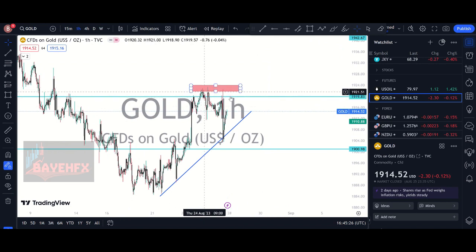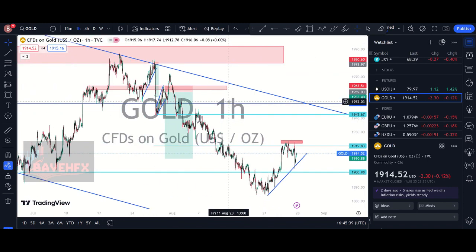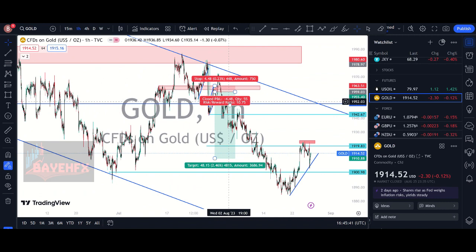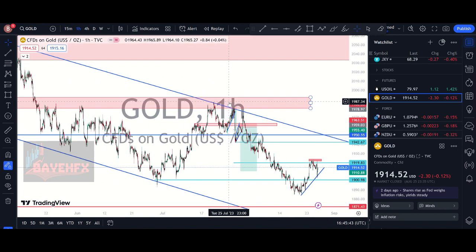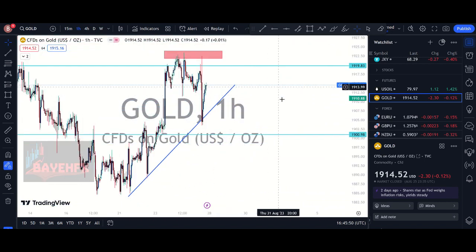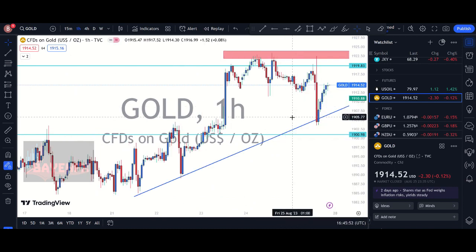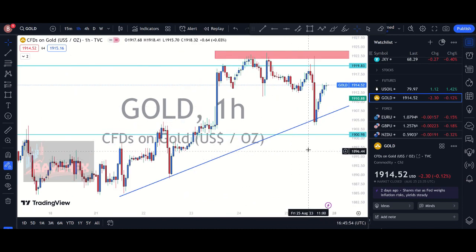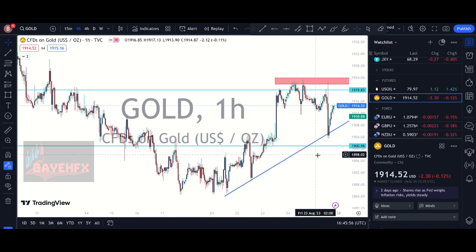I'm already seeing a nice triple top there, right? And the market hasn't made a new low, so it's still valid. So we could wait and then see how it plays out. I'm still looking bearish on gold.